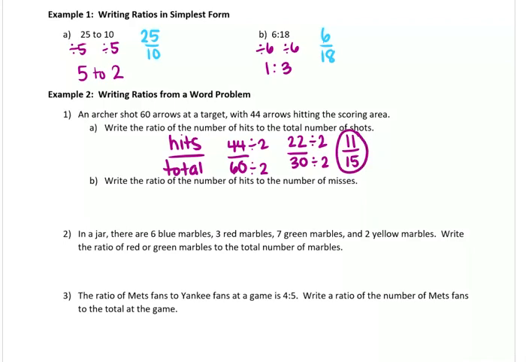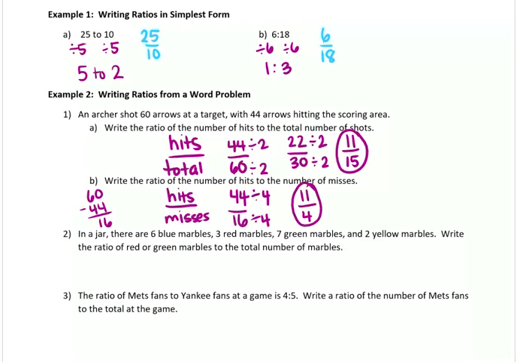For B, it wants us to write the ratio of the number of hits to the number of misses. So to set this one up, it's going to be hits over misses. We already knew that the hits was 44, but unfortunately it doesn't tell us how many misses there were. However, we can definitely figure this out if we know that there were 60 total shots and 44 of them hit. We just have to do 60 minus 44, which is 16, and that's how we can figure out how many misses there were. So our original ratio is 44 over 16. I know 4 goes into both of them, so I'm going to divide 4 out, and I get 11 to 4.